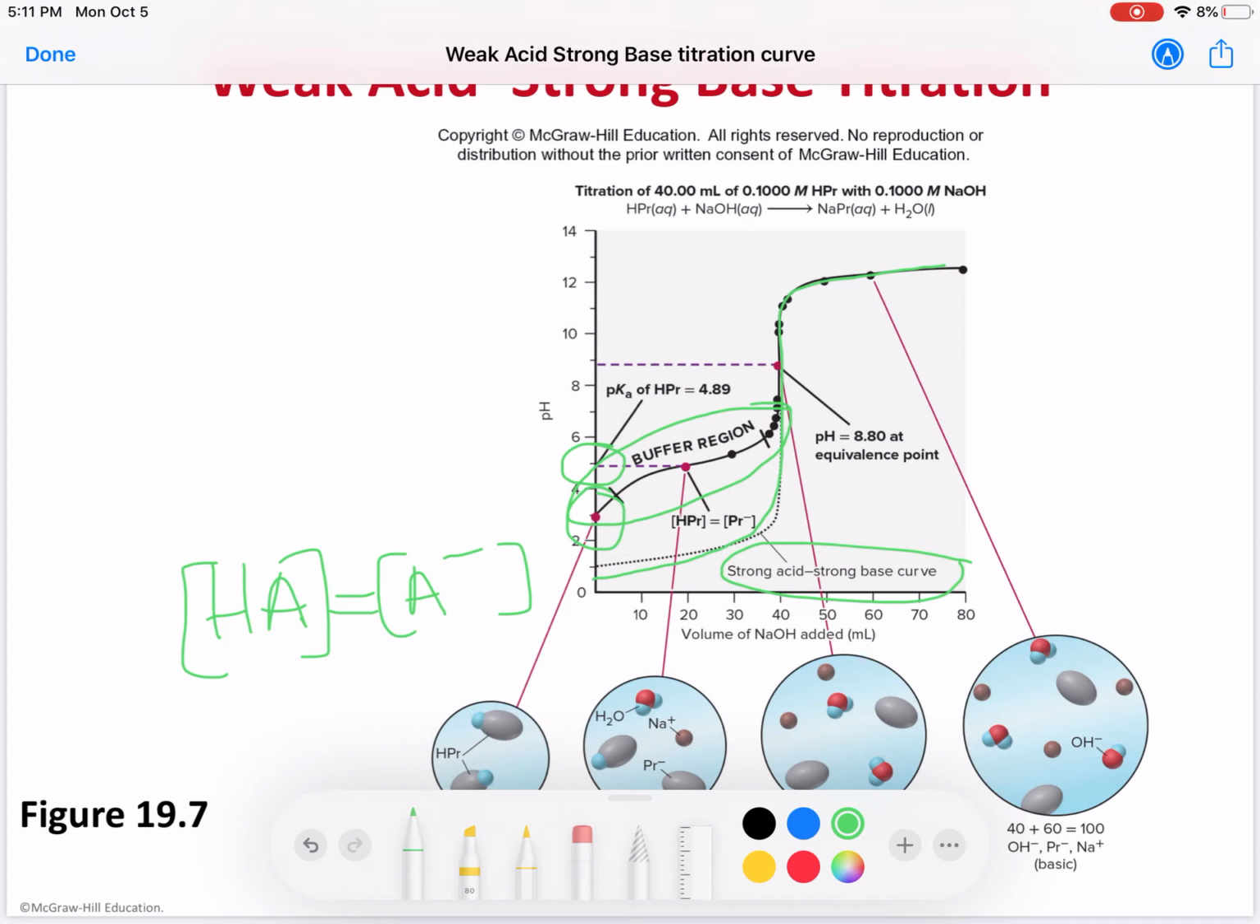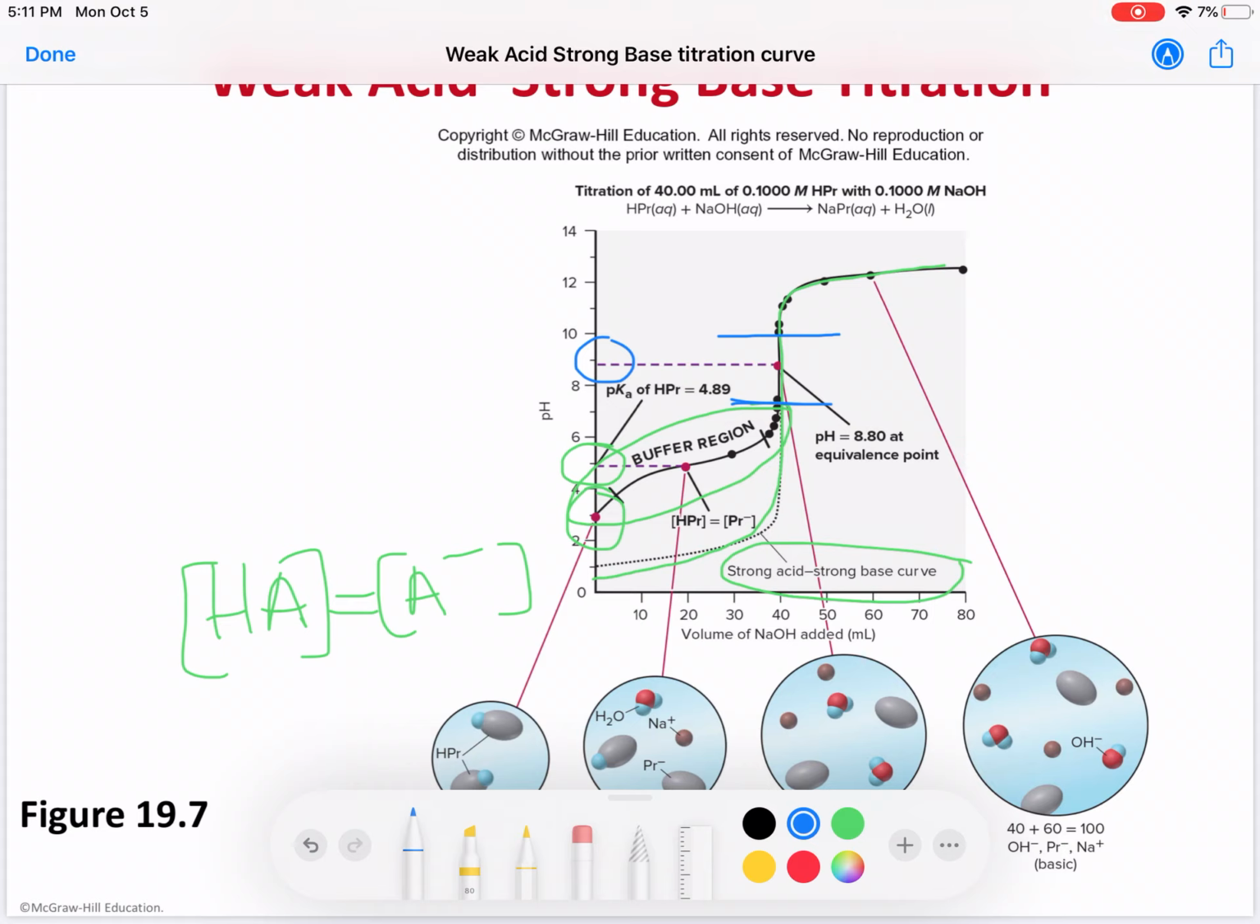And then to find out the end point, you find the midpoint between these two points, and then you find the pH of the solution at the end point. Okay, that's all you have to do, and then the pH gradually increases since we're adding base. So these are the graphs for the strong acid strong base titration curve and the weak acid strong base titration curve.